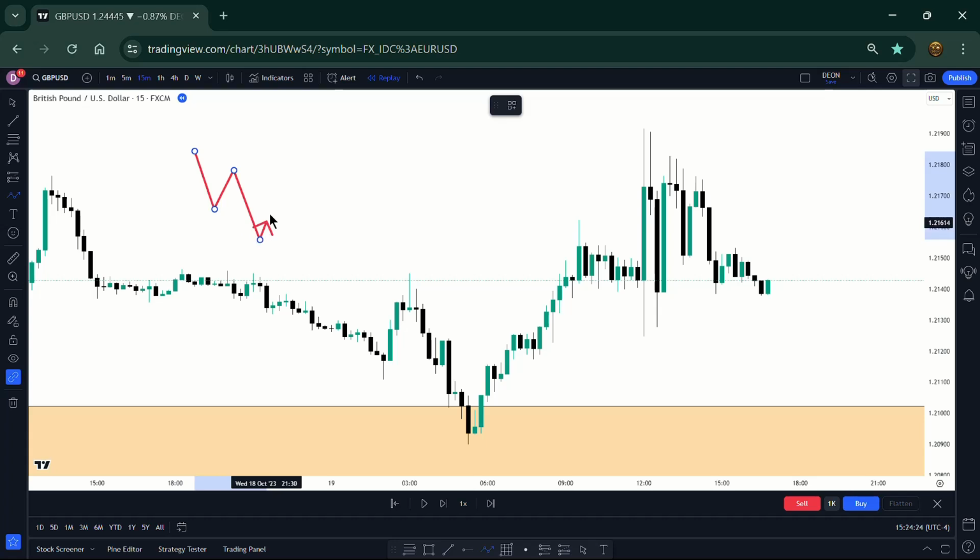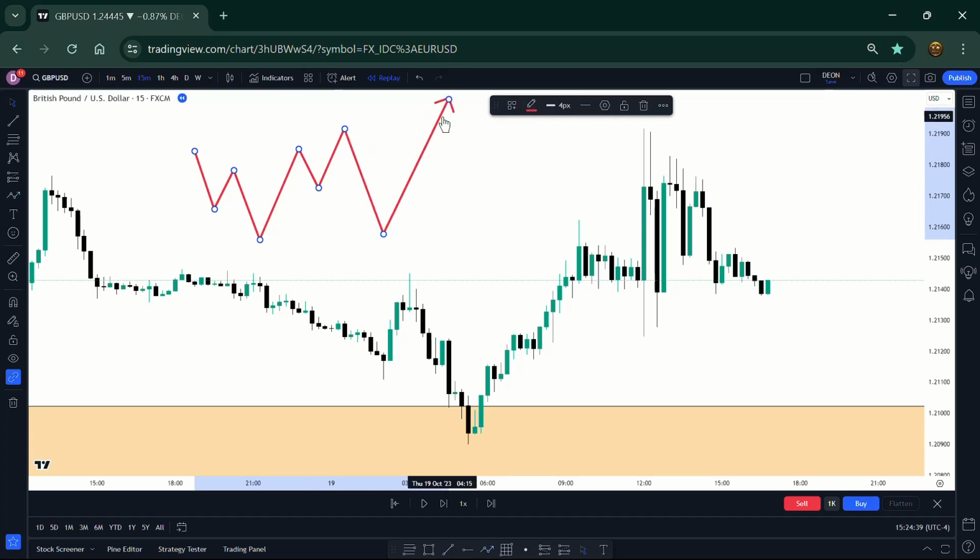Okay, something like this is the entry setup we are looking for. Okay, so this is an entry setup where you need inducement for the market, for you to enter into the market.